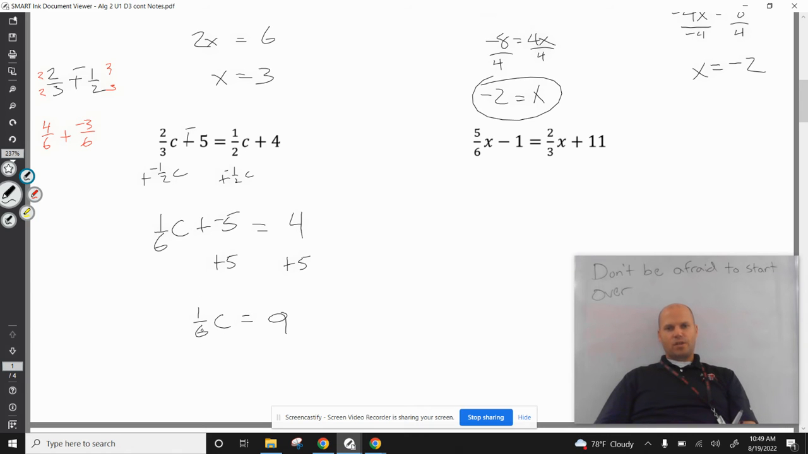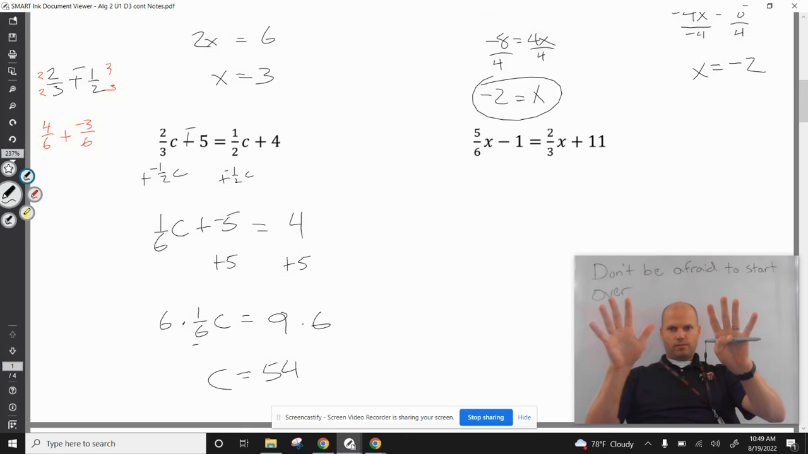How do you get rid of the 1/6? Well, you could divide by 1/6, but then you have to do 9 divided by 1/6. You're going to have to flip the bottom. Sure, some people probably are doing this still. Flip that and multiply. Or you can multiply by the reciprocal. Dividing by 1/6 is actually the same as multiplying by 6. 54.